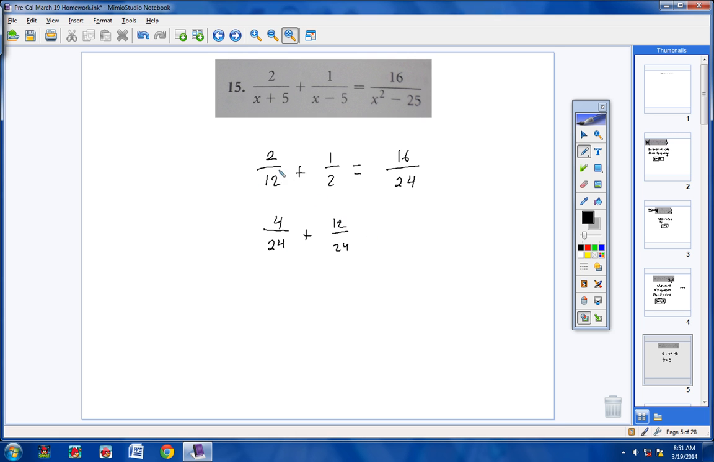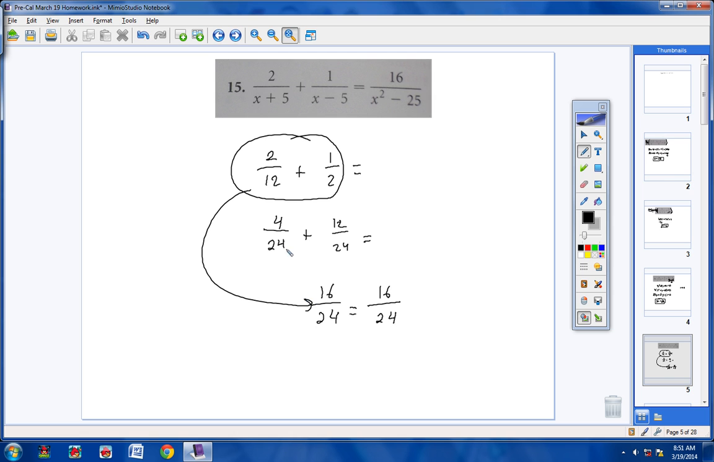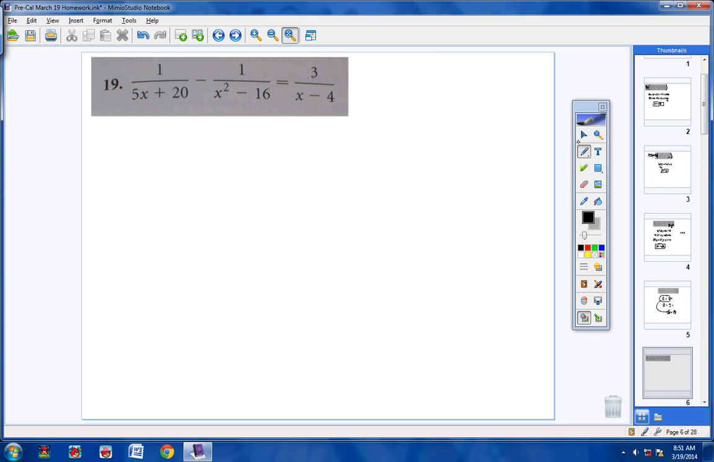Well, Mr. Earhart, a common denominator for 2 and 12 is 12. I know, but I wanted the left side to match the right side, so I'm just going to use 24 for my denominator. And if you add these two fractions together, you'll get 16 over 24, which is exactly what you're supposed to have, because that's what you have right here. Now, if you want to use a calculator, just type these two into your calculator, and you'll get out 16 over 24. All right, moving on to number 19.